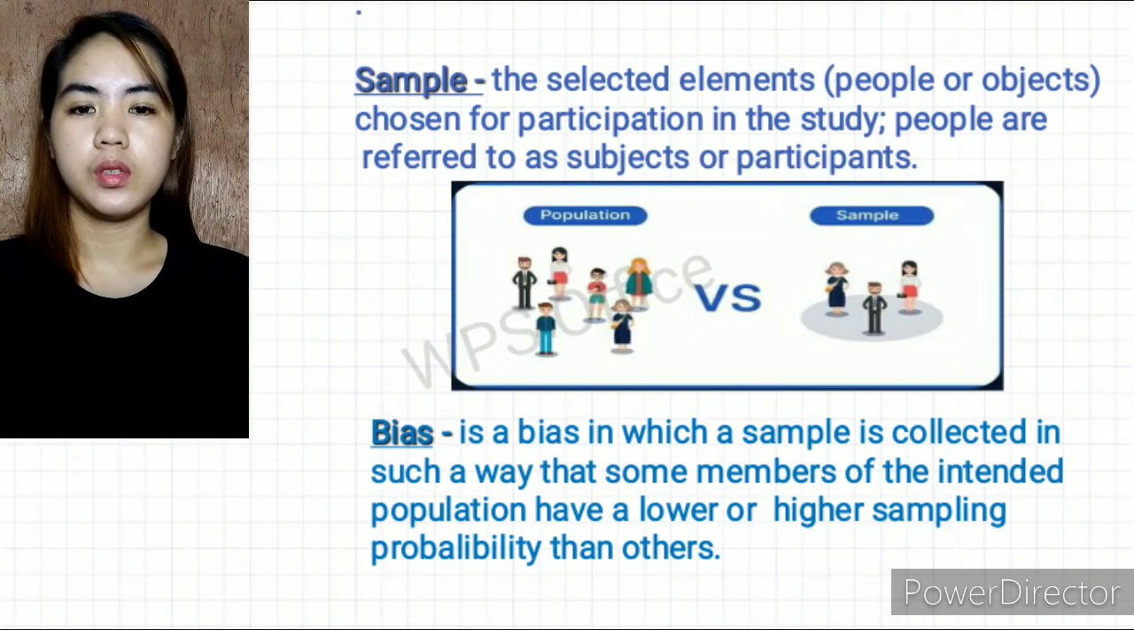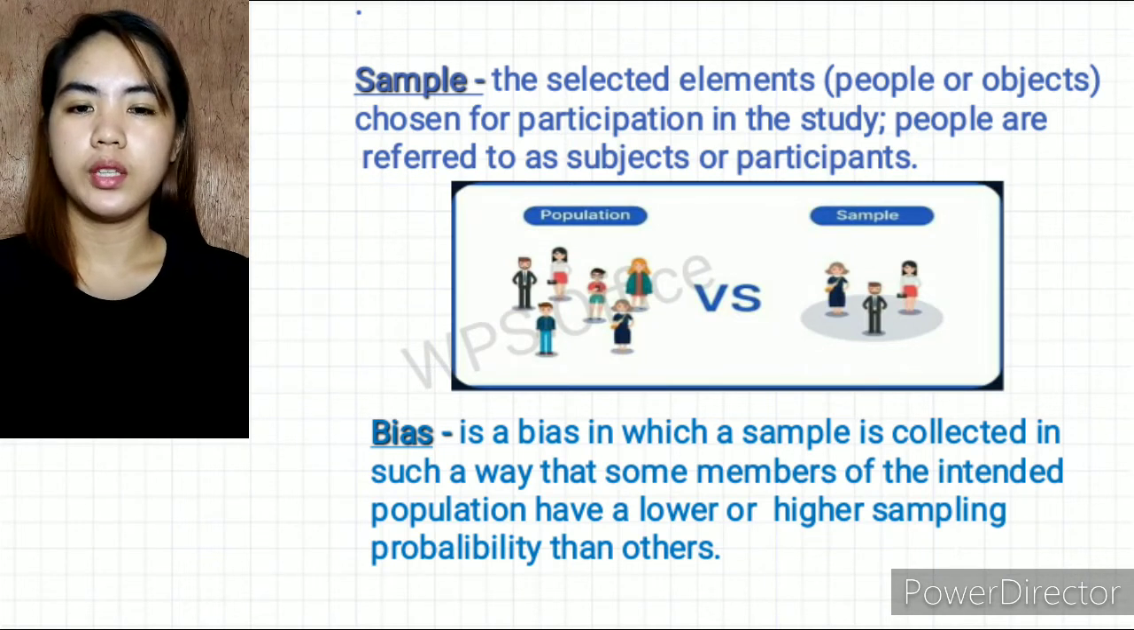Next is the sample. Sample are the selected elements, either people or objects, that are chosen for participation in a study. People are referred to as subjects or participants. Thus, a sample refers to a similar manageable version of a larger group. It is a subset containing the characteristics of a larger population. The image below shows the concept of a sample. It implies that sample are the participants or people who are selected from a certain population.